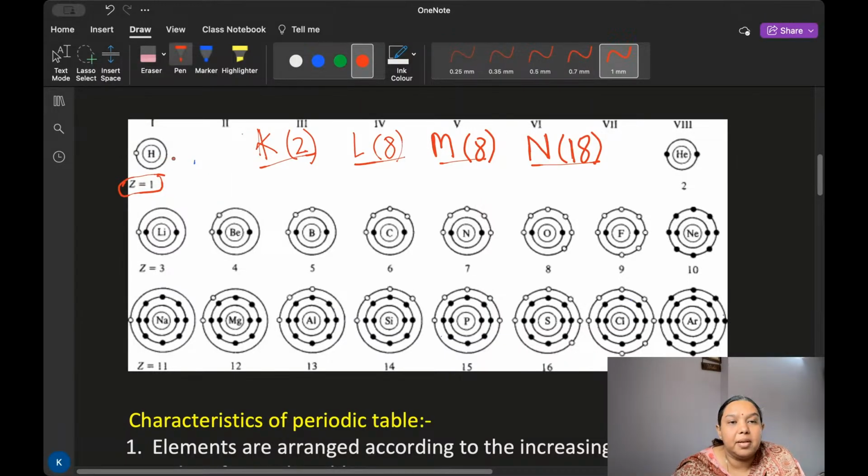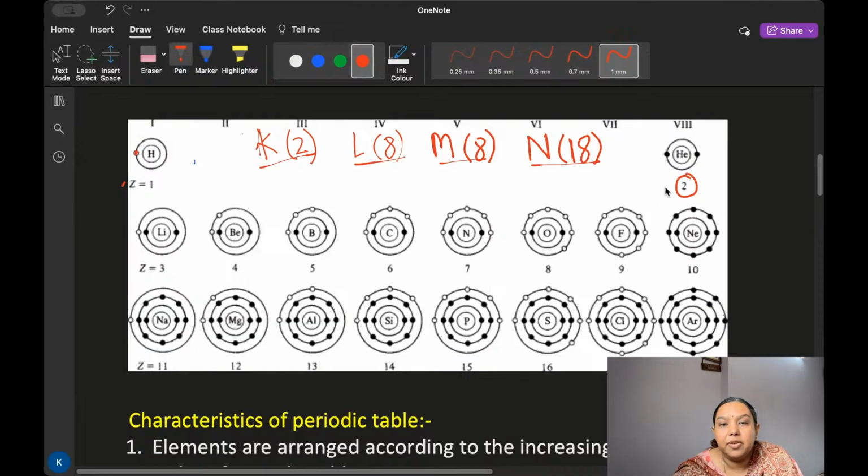So hydrogen's atomic number is 1. You can see here this is the first shell. In the first shell one electron will be filled, because hydrogen has only one shell. Then moving on to the next element, that is helium. Helium's atomic number is 2.